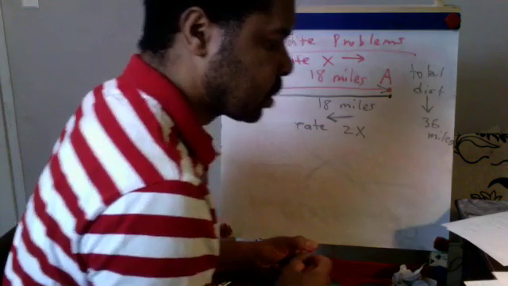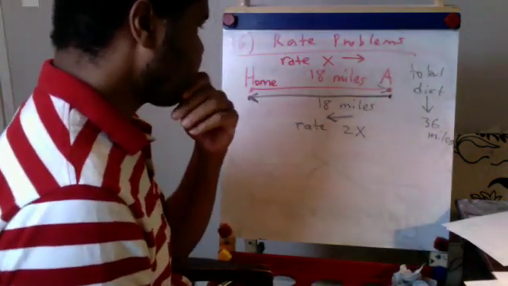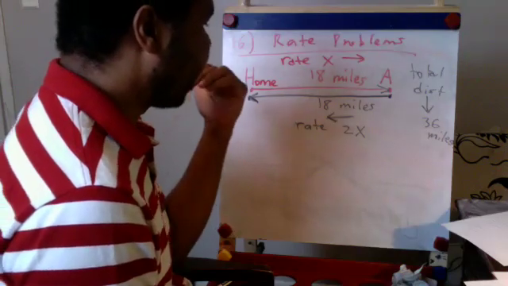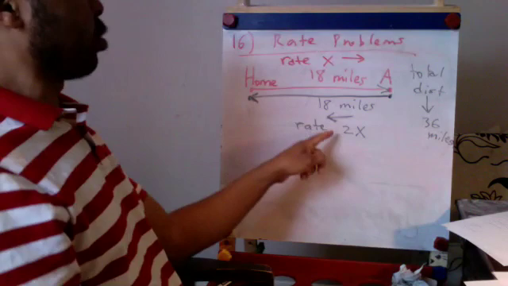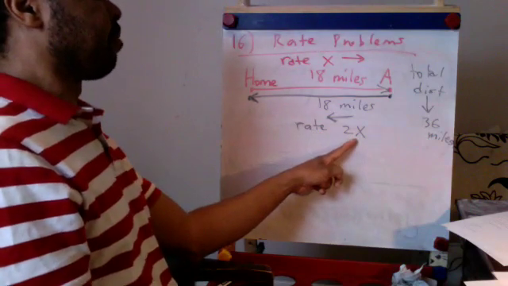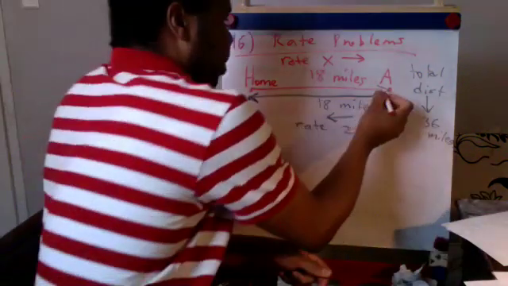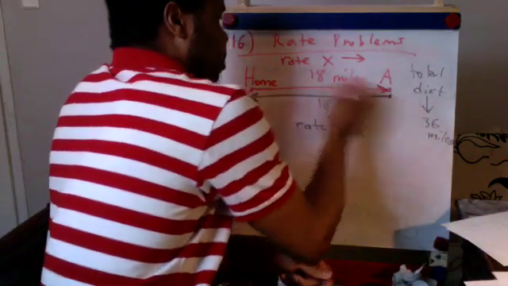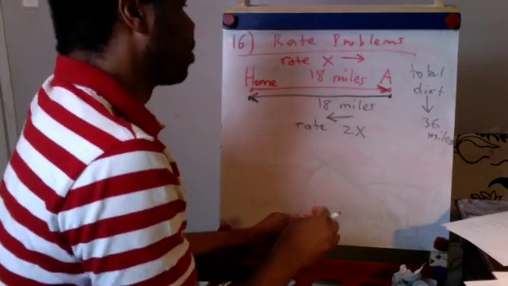His speed, his rate going to the airport, was obviously not as fast as his rate going home. On his way home, he traveled twice as fast, so that's 2x. If his rate going to the airport was x, all right? And the total time was 1 hour.